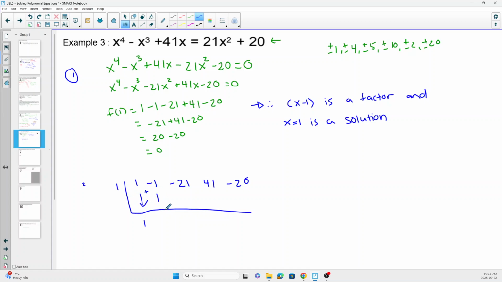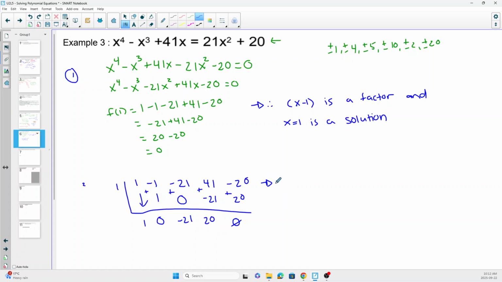Negative 1 plus 1 is 0. 1 times 0 is 0. Negative 21 plus 0 is negative 21. 1 times negative 21 is negative 21. 41 plus 21 negatives is positive 20. 1 times positive 20 is 20. Negative 20 plus 20 is 0, which is great. That's our remainder. We know that this is in fact a factor.